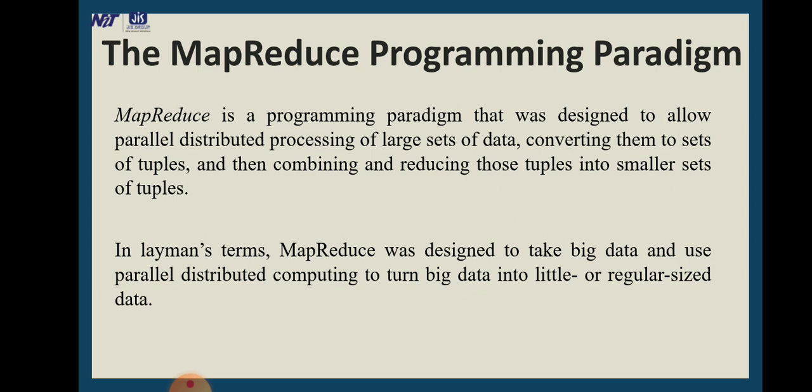MapReduce is a programming paradigm that was designed to allow parallel distributed processing of large sets of data, converting them to a set of tuples and then combining and reducing those tuples into a smaller set of tuples. MapReduce is paired with Hadoop for different types of data processing, or large-scale processing of data, which are required in cloud computing.